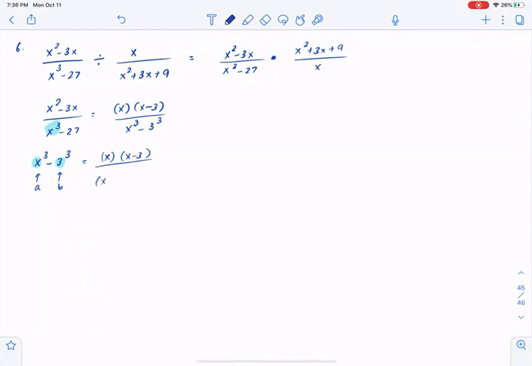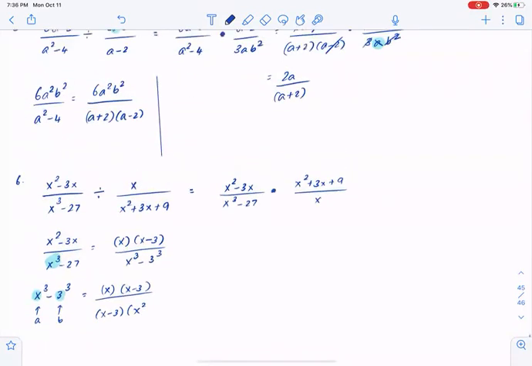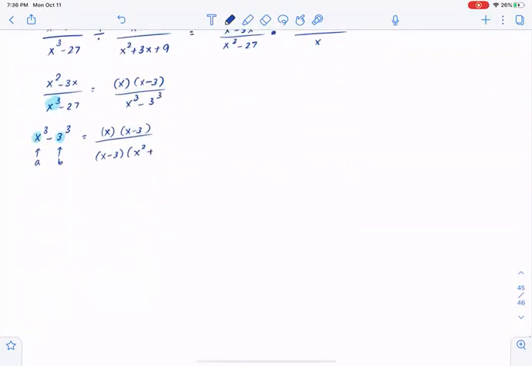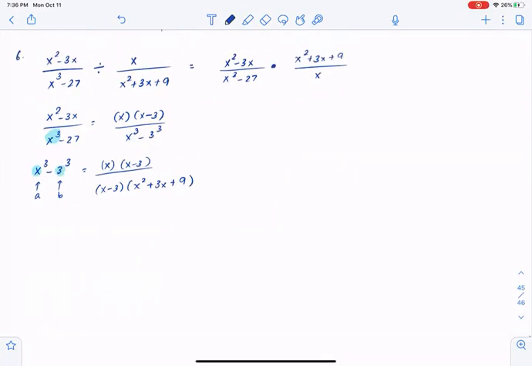So we have a minus b multiplied by a squared plus a times b, which is 3 times x, plus b squared, 9. Now, the x minus 3 will get cancelled. So we have x divided by x squared plus 3x plus 9. There is nothing we could do about the x squared plus 3x plus 9 because we cannot factor it.